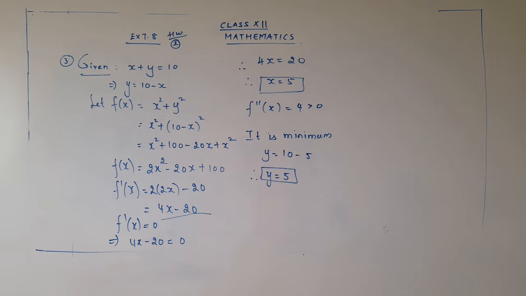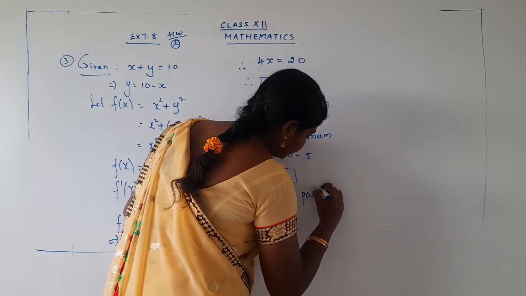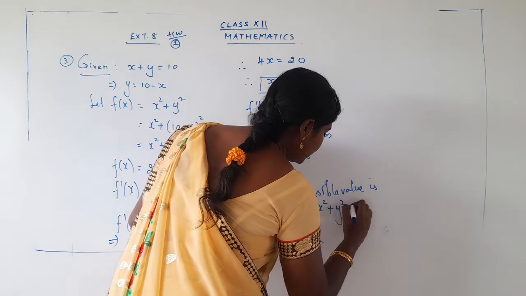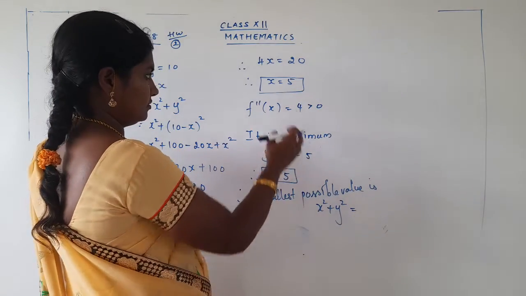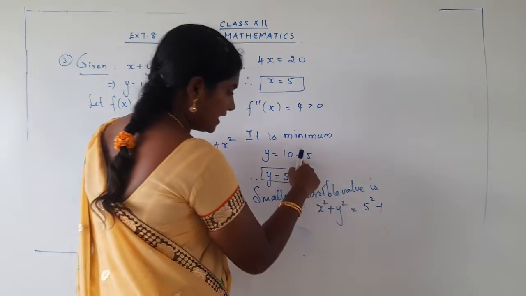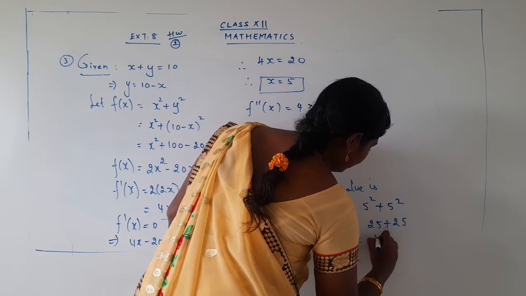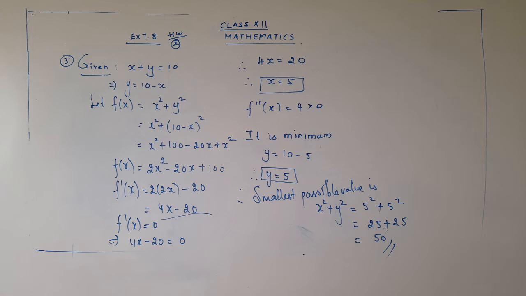Now what we have to find out? We have to find out the smallest possible value. Therefore, the smallest possible value is x square plus y square is equal to, I just put here. Okay, what is x square? 5 square. And what is y square? 5 square. So 25 plus 25, which is equal to 50. So this is the smallest possible value. The smallest possible value is x square plus y square is equal to 50.